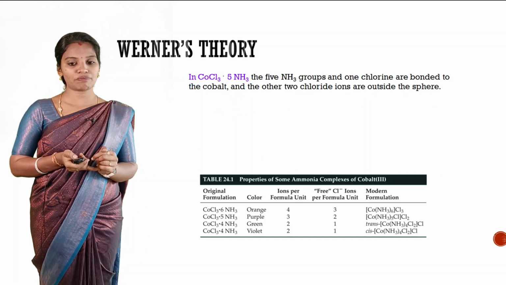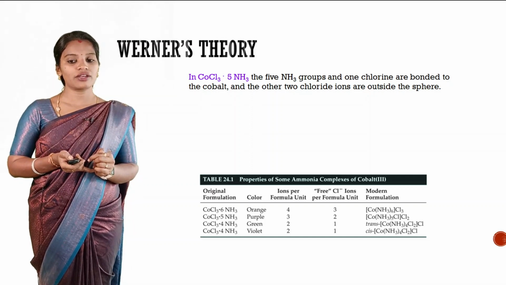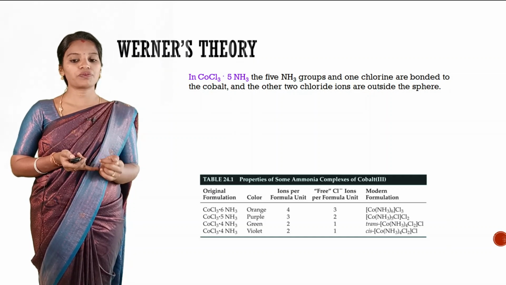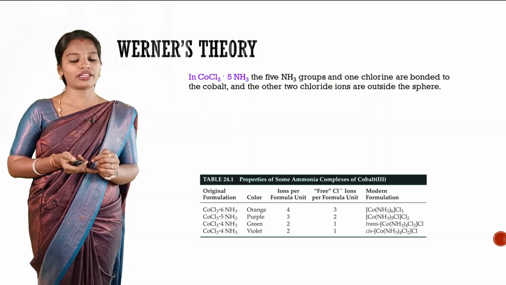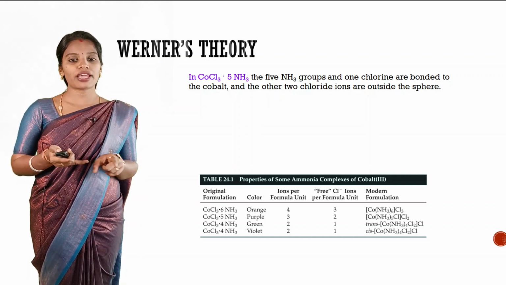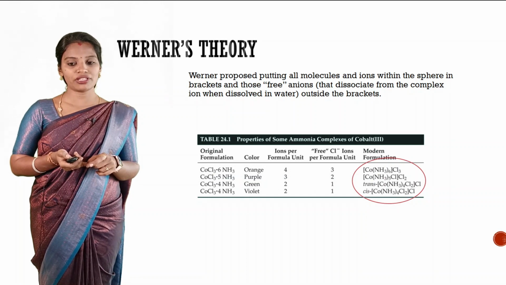Werner proposed putting all the formula and ions within the coordination sphere in a bracket, and those free ions outside the bracket are the primary valency. Within the square bracket, we call it the secondary valency. And this is the example.